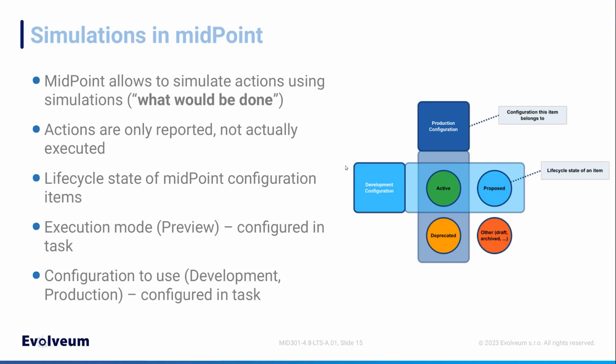If you run the task simulation with development configuration, the task will simulate everything which is in active or proposed lifecycle state. If you run the simulation with production configuration, then the simulation task will evaluate and simulate everything which is in active and deprecated lifecycle states. Other lifecycle states are ignored, like draft, archived, or anything else that we have. So this is the key, and you will see how we are using these 3 pieces of configuration, how we combine them to run the simulations during this live demo.